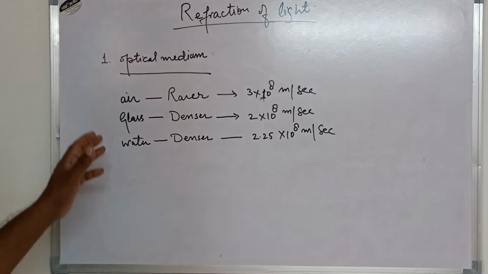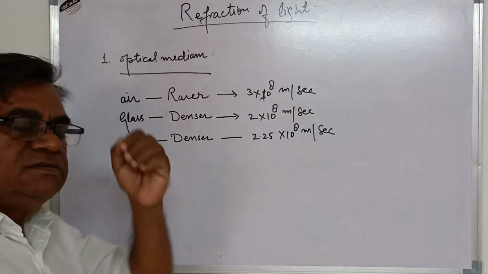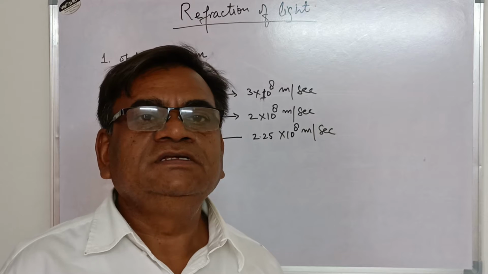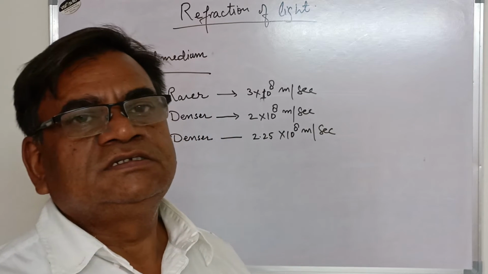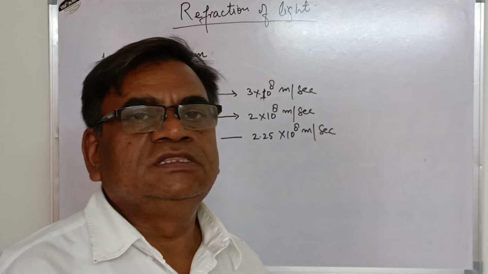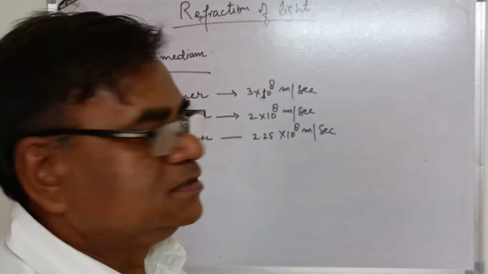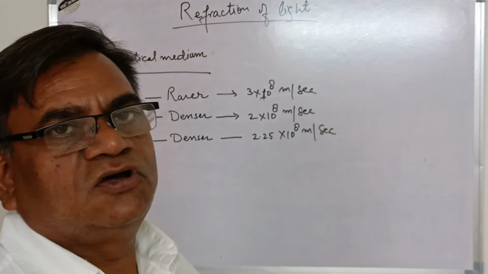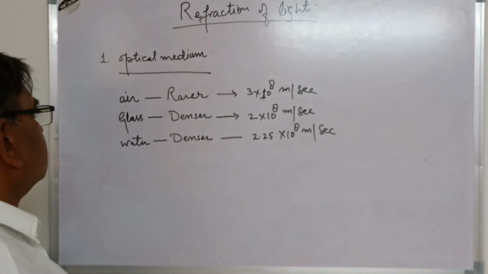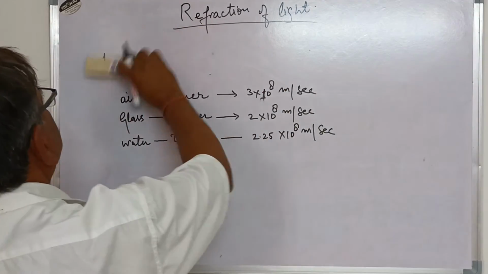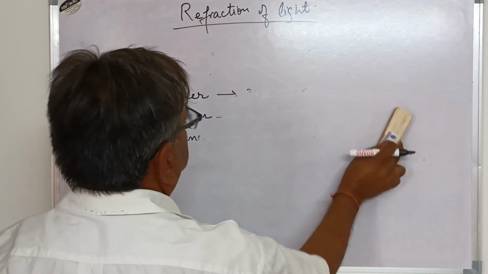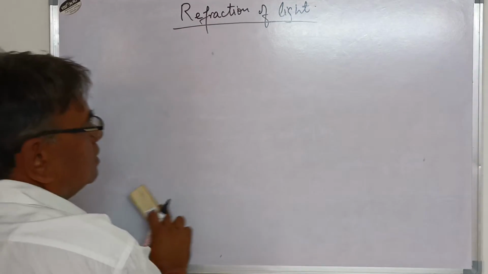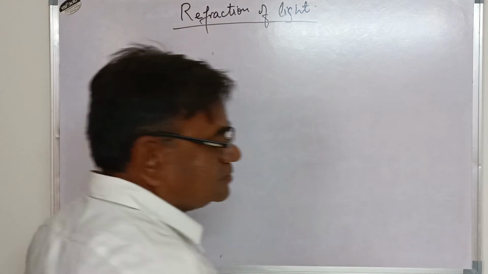What do we mean by optically rarer and optically denser? Dense means the medium presents resistance in the path of the light. It reduces the velocity of light. In this sense, it is called optically denser. So let us proceed further. These are numerical values, and these terms are important to understand refraction.